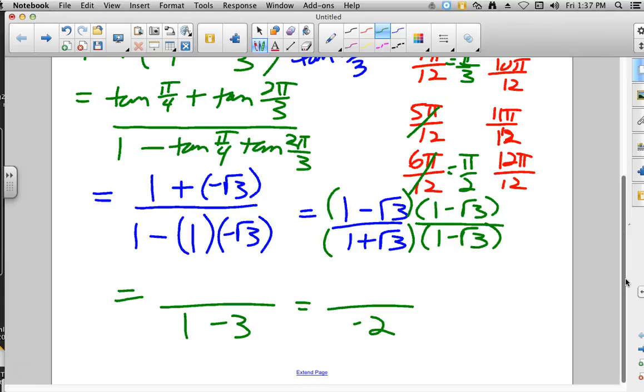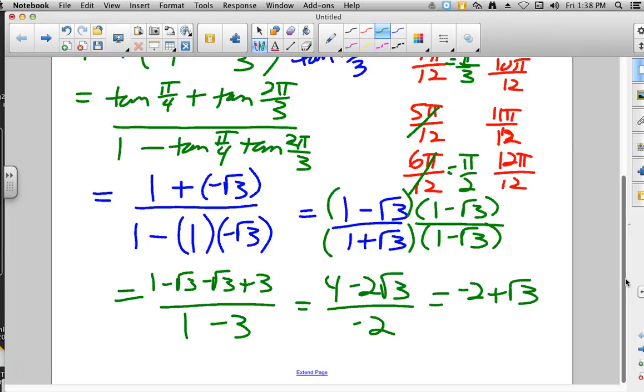Up in the numerator, 1 times 1 is 1. Outside times outside would be a negative square root of 3, and so would inside times inside. And then last times last, negative square root of 3 times negative square root of 3 would give us a plus 3. So that's going to be 4 minus 2 square roots of 3. And last but not least, I certainly can divide that. So that would give me -2 plus the square root of 3, which could also be written as the square root of 3 minus 2. Either way, there would be the appropriate answer. That was it.